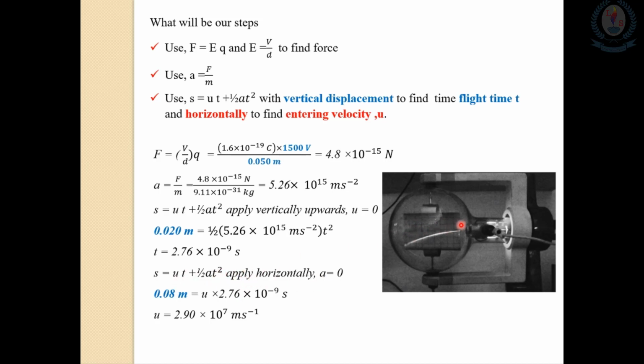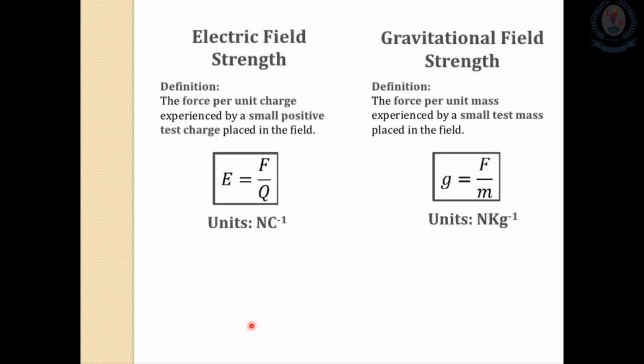Horizontally there won't be any acceleration because the field is perpendicular. So acceleration becomes 0, so this part becomes 0. Then it comes as S = ut. S is given in the question, u we have to find out as the initial horizontal velocity, and t we have obtained there. So the final answer, the horizontal initial velocity, will be 2.9 × 10^7 meters per second.